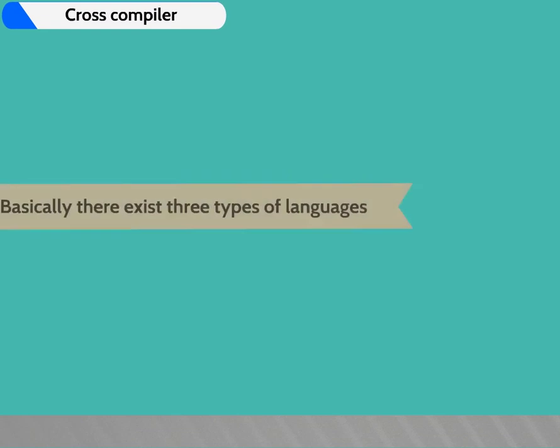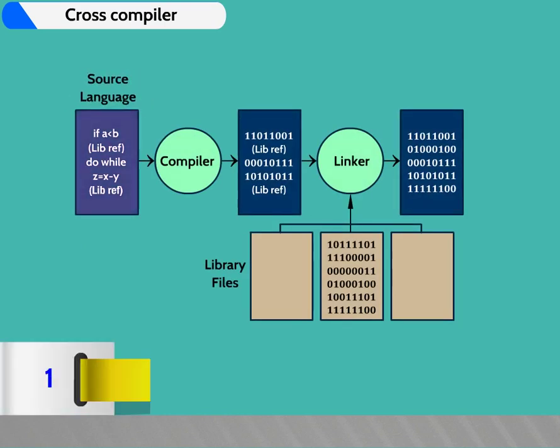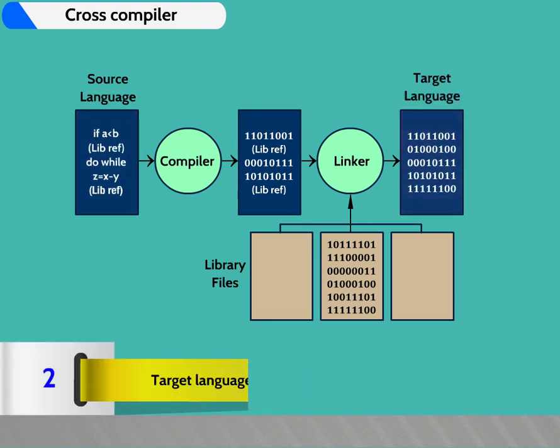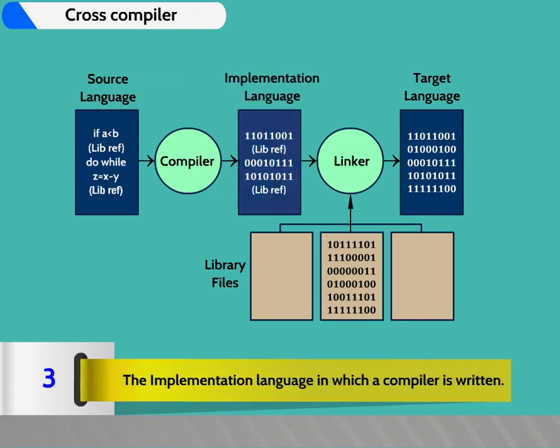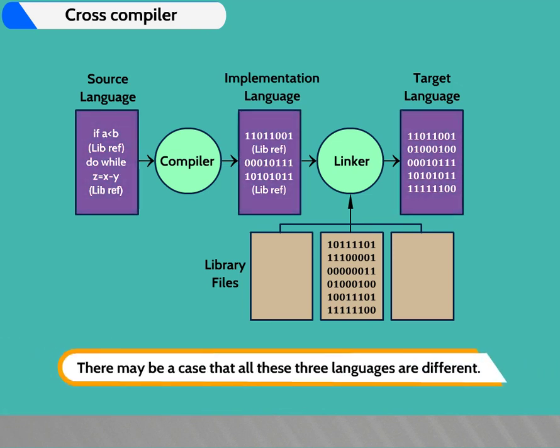Cross-compiler. Basically, there exist three types of languages. Source language, that is the application program. Target language, in which machine code is written. The implementation language, in which a compiler is written. There may be a case that all these three languages are different.